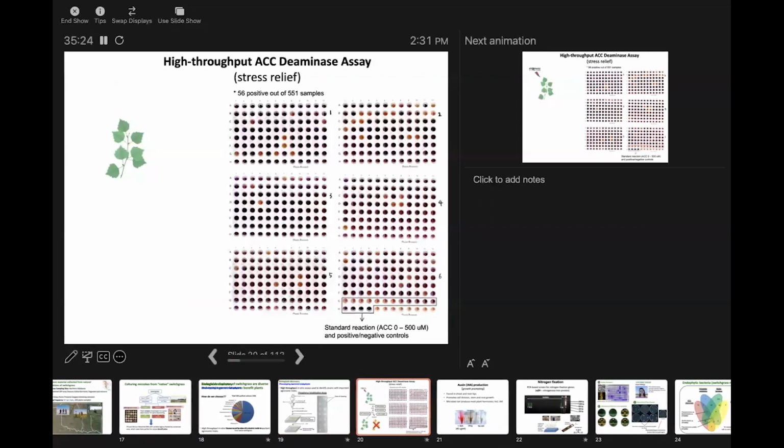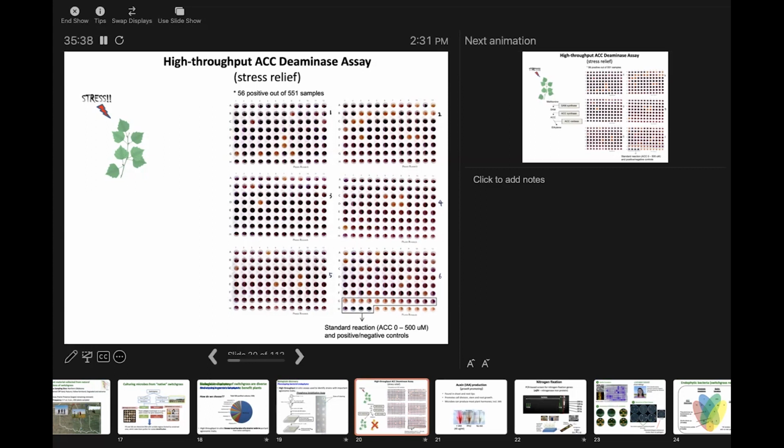This is another one. This is called a high throughput ACC deaminase activity assay. Don't let that scare you. I'm going to show you what it is. It's very simple. When a plant experiences stress, whether it's heat or light or lack of water, it starts to respond by producing ethylene. Ethylene is a plant stress hormone, okay? So in general response to stress, it starts pumping out ethylene.